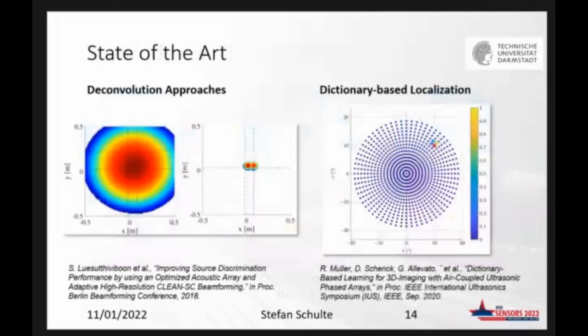Of course, there's more advanced work on this topic. On one hand, you have the deconvolution approaches, here the CLEAN algorithm as an example, where you try to deconvolve the image with its point spread function to get a better quality image. You also have the dictionary approaches, where you have pre-recorded signals with the belonging point coordinate of the reflector, and there are different approaches to look up the matching signal for your incoming signal to get the point coordinates. These are mainly the two main ways to do this.